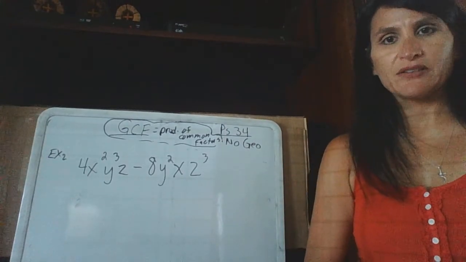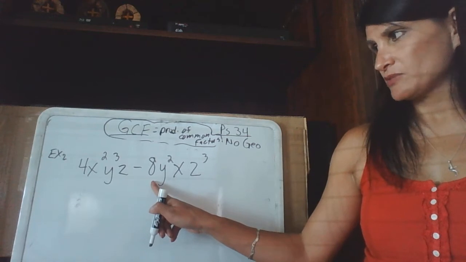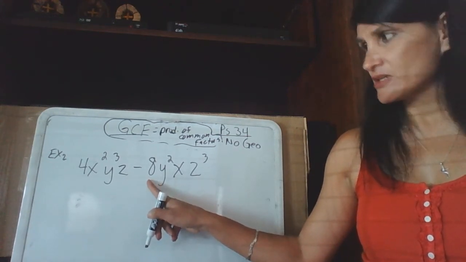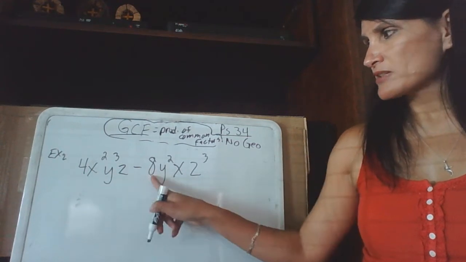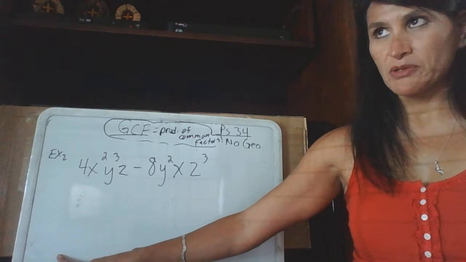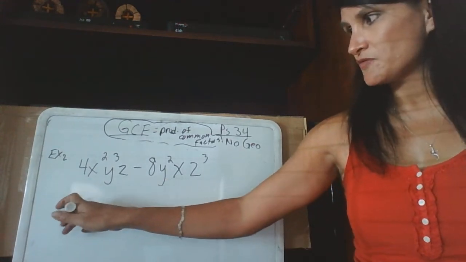Okay, so here's another example. Let's start with our coefficients 4 and negative 8. Notice I said negative 8, I did not just say 8. That's important. If I think, what is the common factor of 4 and 8? I could prime factor, but this is easy enough to know that 4 goes into both of them. So my common factor is going to be 4.